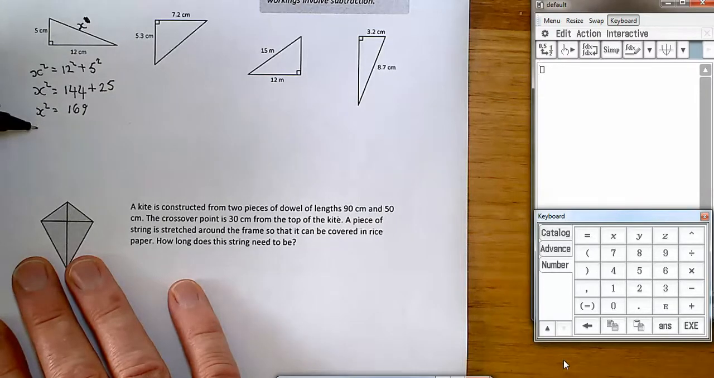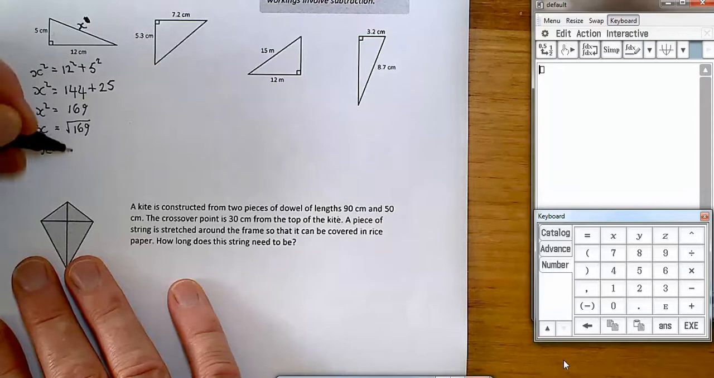by itself. But if taking the square root undoes squaring, I've got to take the square root of this side. So taking the square root of both sides, we'll find x. The square root of 169. I've done this one before, and I know the answer is 13.